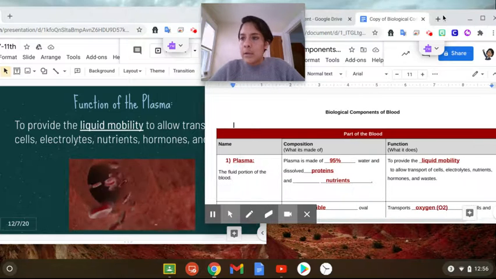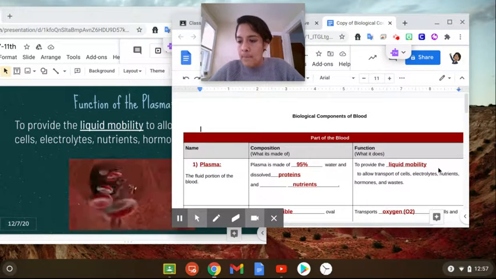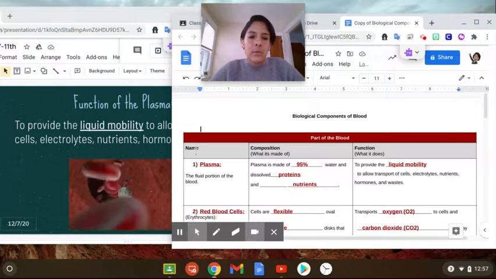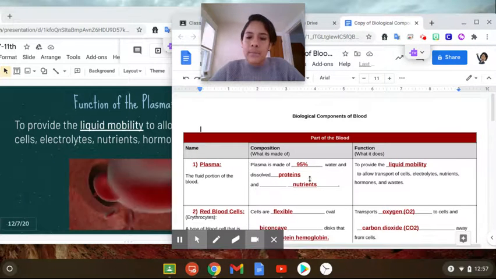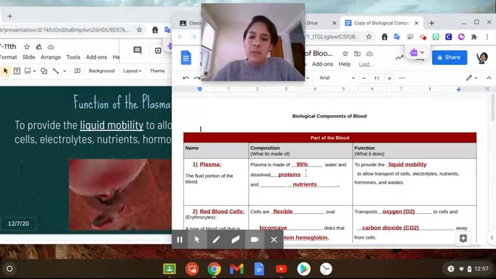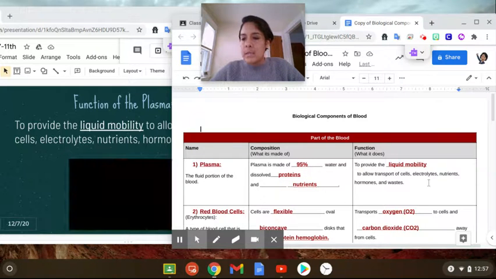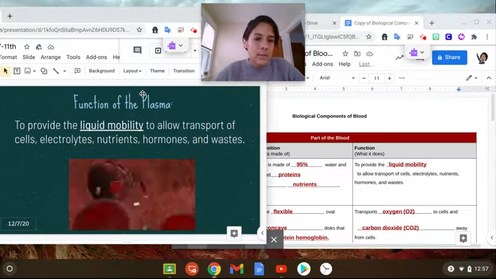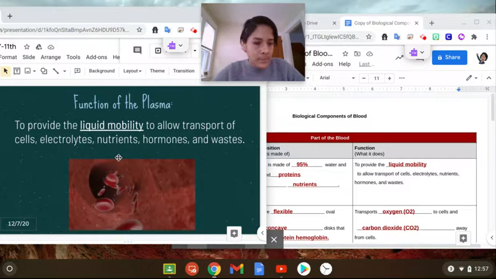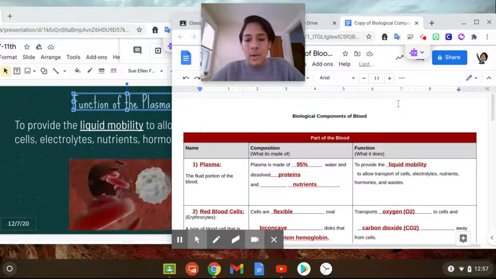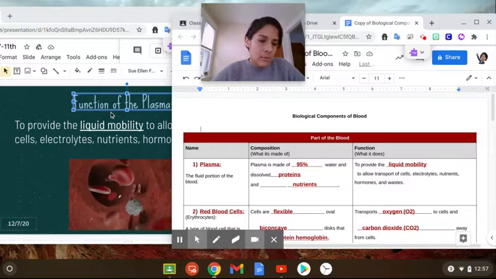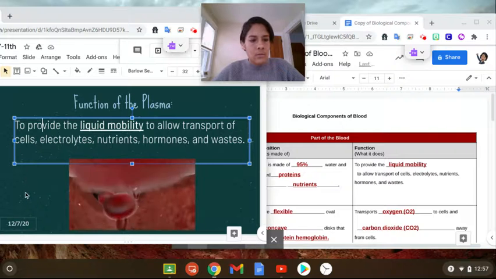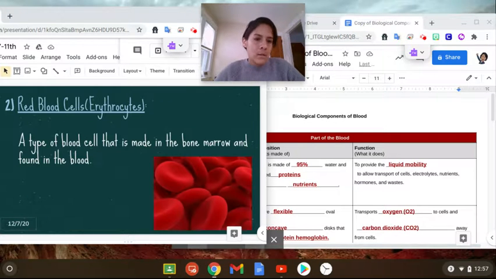And if we go into our note page here, we can see that I have filled that in there with the correct words. So number 1 is plasma, 95%, proteins, nutrients, and liquid mobility will go in that top portion of your note page. I recommend to pause the video, get that down, and then continue the video. Okay. I'm going to keep going.